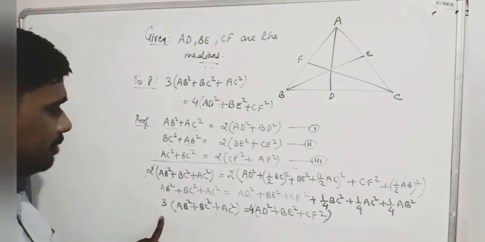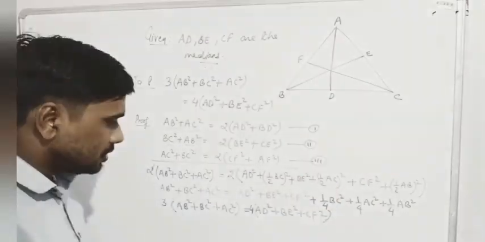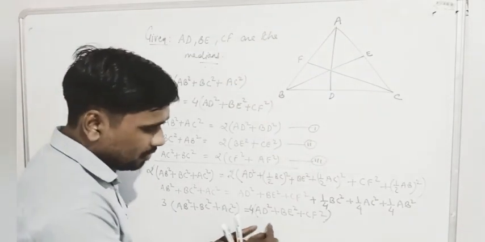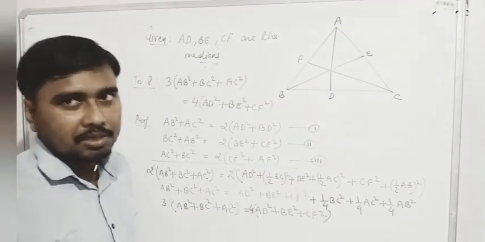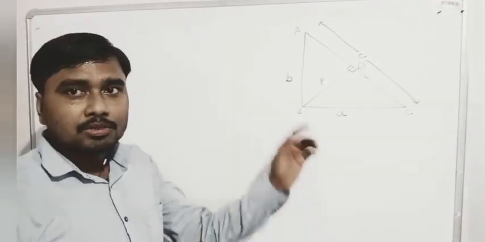That means 3 times the sum of the square of all the 3 sides of a triangle is equal to 4 times the sum of the square of all the 3 medians. Clear? Now we will see the next question.